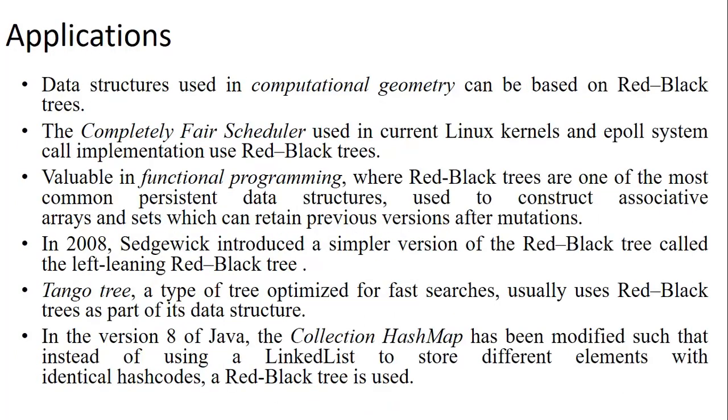Considering its utility, RB trees have a wide range of applications, ranging from computational geometry and the completely fair scheduler in Linux kernels, to functional programming, which is used to construct associative arrays and sets, and they are even used in the collection hash maps of Java version 8. Further, slight modifications and simpler versions like left-leaning RB trees, Tango trees, etc., exist within the literature and are specifically used for optimizing searching operations.